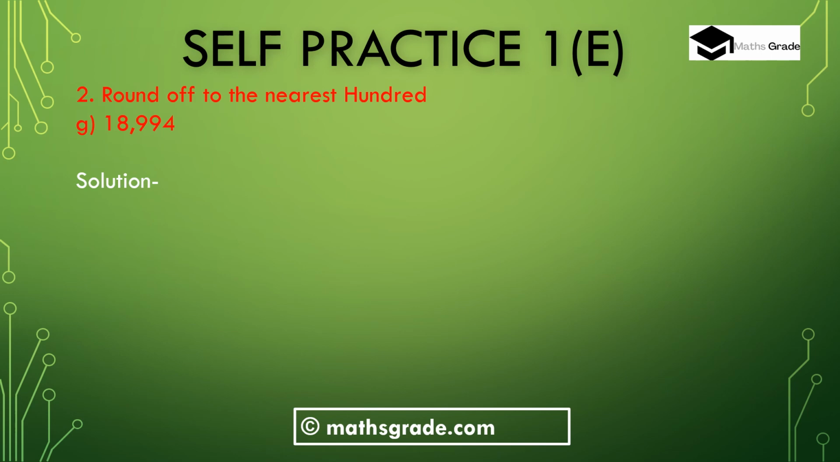Now G bit: 18,994. Round up this number 18,994 to the nearest hundred. When we round off any number to the nearest hundred, just look at the tens place digit. Here the tens place digit is 9, which is more than 5. So just add 1 to the hundred place digit, that is 9. 9 changes to 9 plus 1. 9 plus 1 is 10. In 10, 1 is carry over.